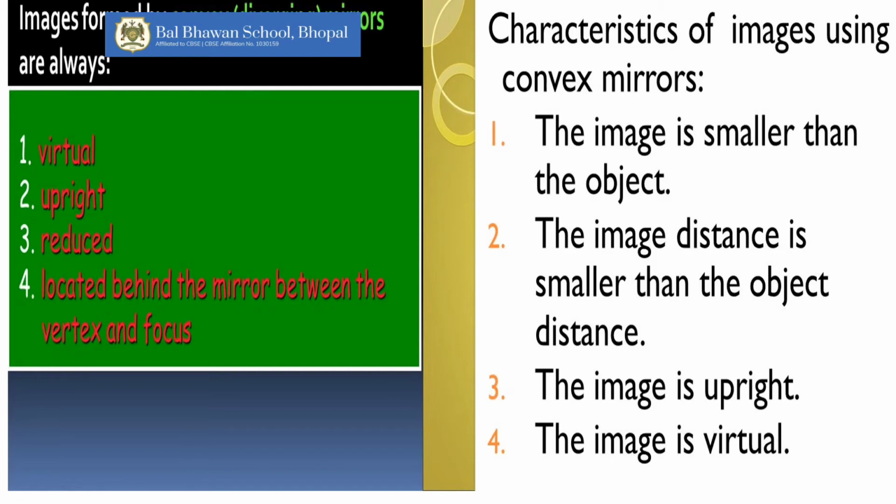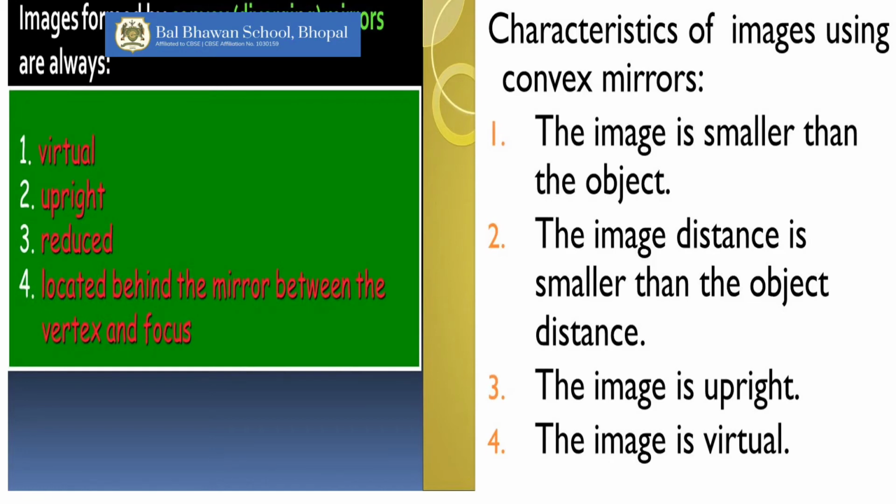Now, let us see what type of image is formed by a convex mirror. Now children, here I have used the word diverging. As I told you, the rays diverge, they move apart, they do not meet at a point. That's why convex mirrors are also known as diverging mirrors.